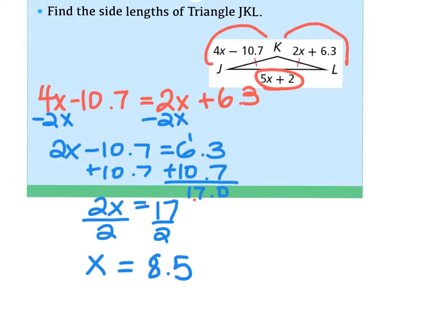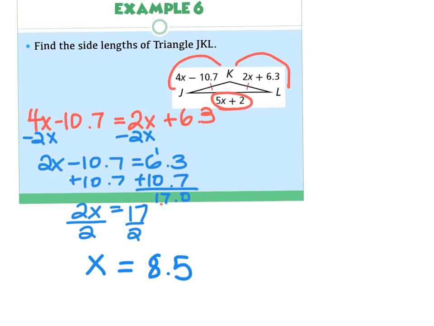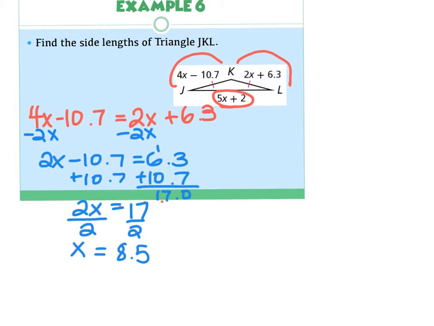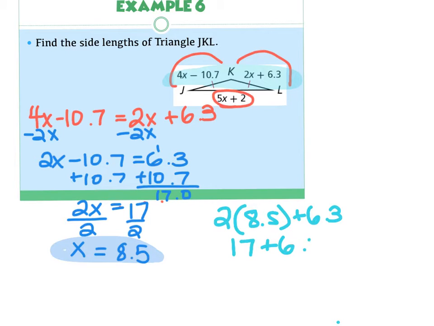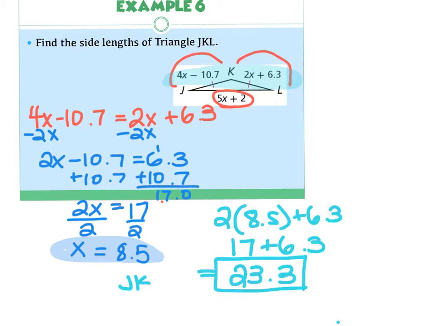But it didn't ask me to solve for x, right? What was the question at the top asking for? To find the side. So I've got to take that 8.5 and do what with it? Plug it in. Plug it back in. Because I can plug it into either one of these, because they are the same, right? I can plug them into both and check, or I could just pick one. Let's say I do 2 times 8.5 plus 6.3. And this is 17 plus 6.3, or 23.3. That would be the side of JK and KL.